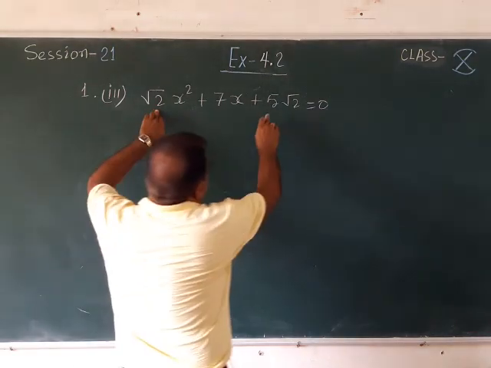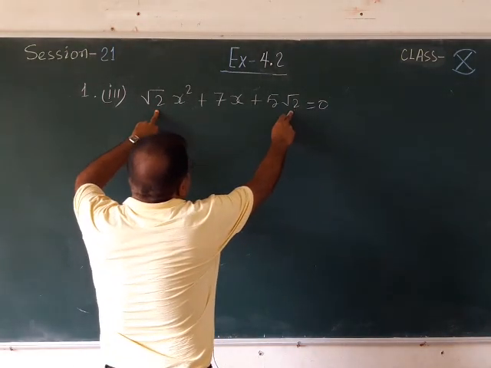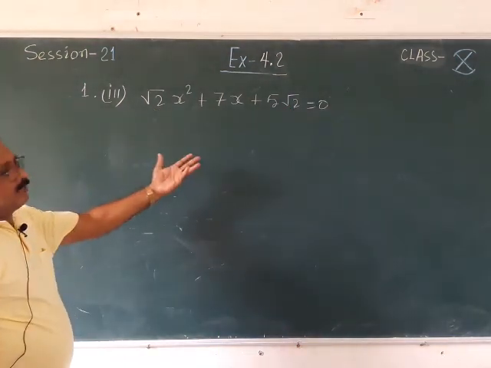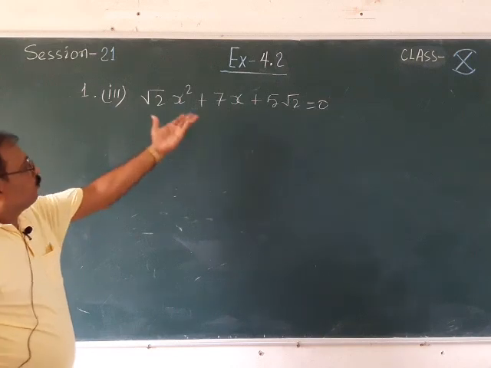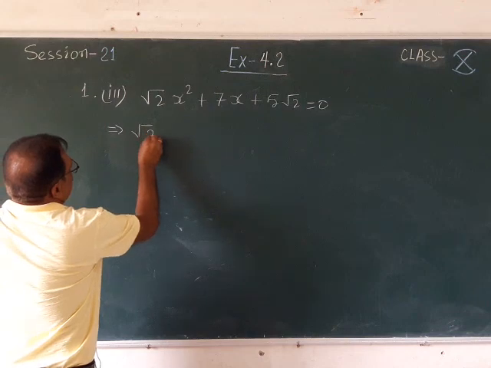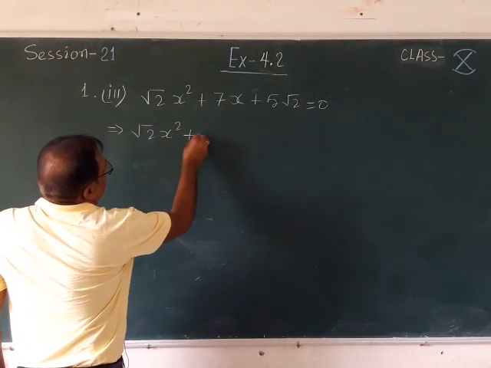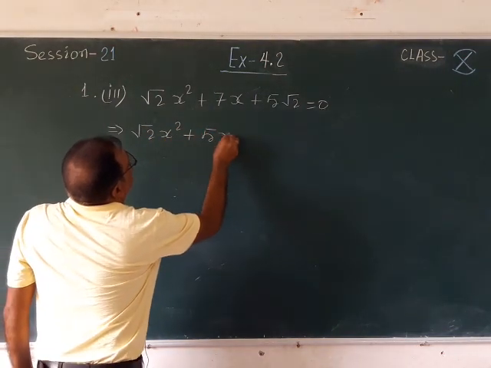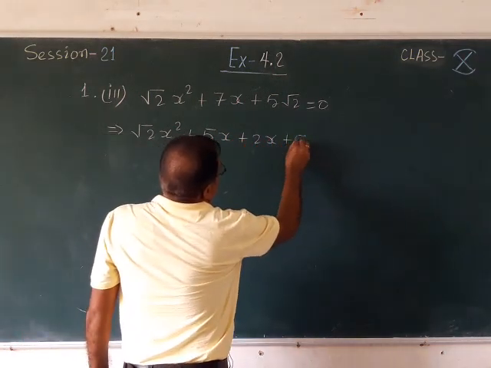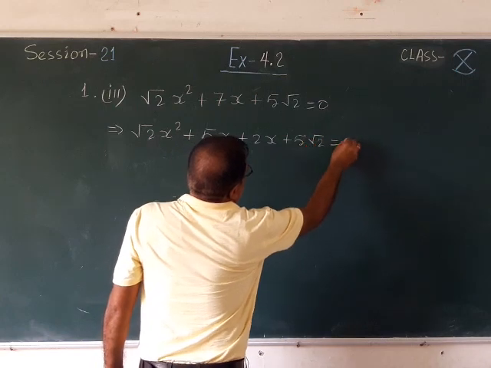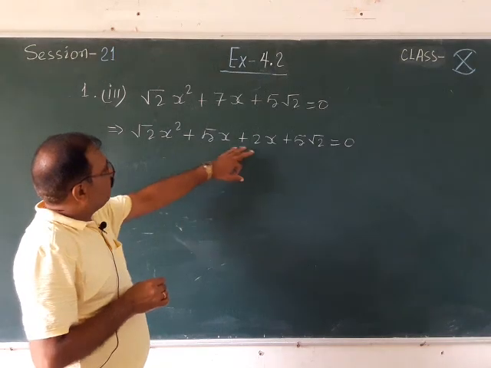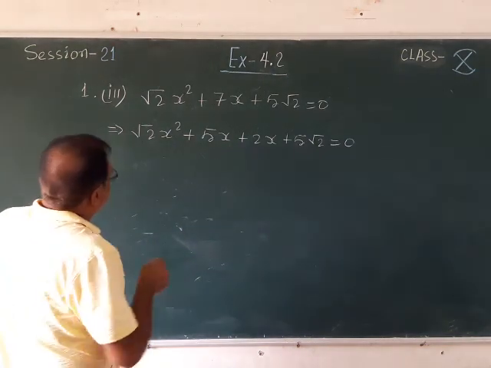So root 2 into 5 root 2, first you multiply 5 and root 2 times root 2, it will give you 10, and the factors of 10, 5 and 2, will give you 7. So the middle term can be split and it can be written like this: root 2x square plus 5x plus 2x plus 5 root 2 equal to 0. So 5 and 2 will give you 7.